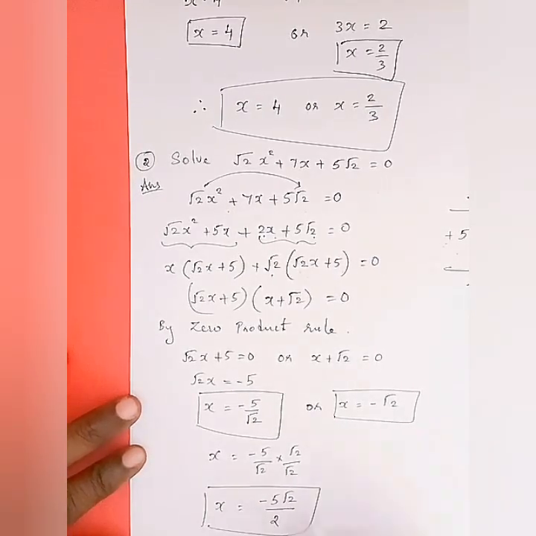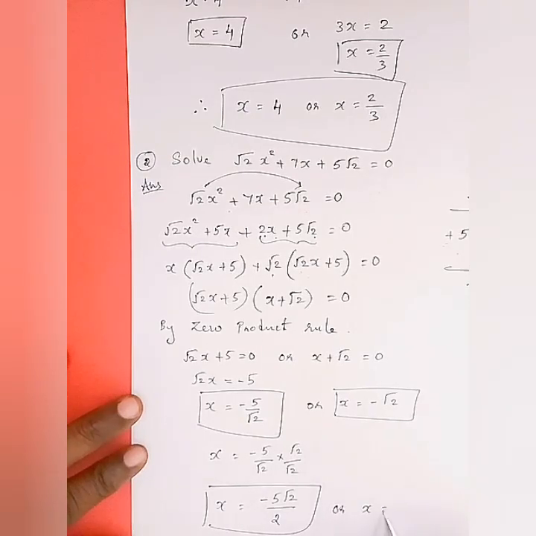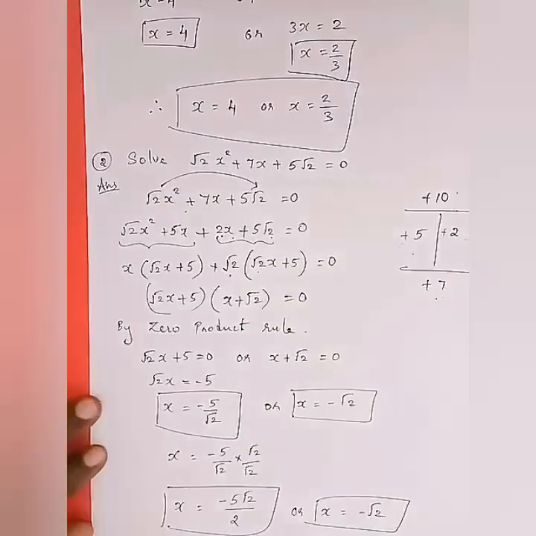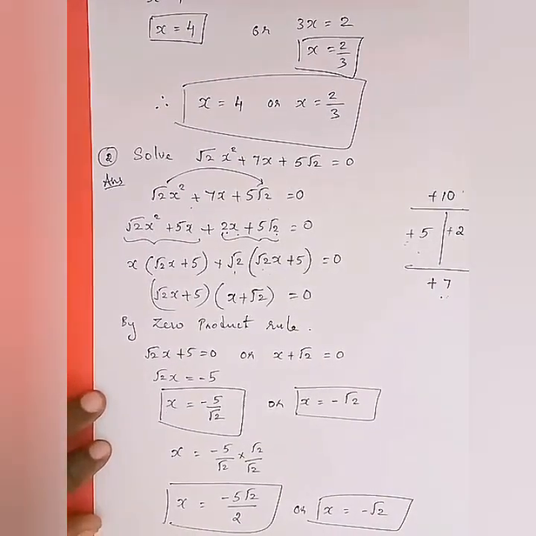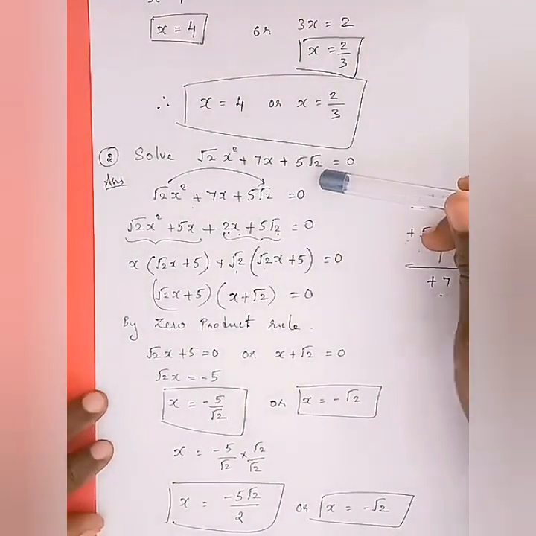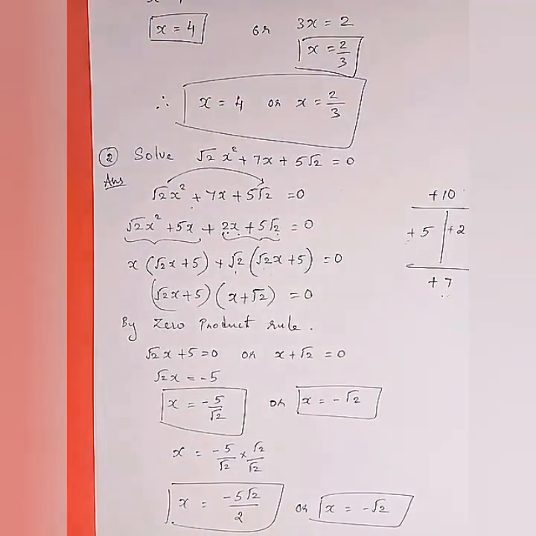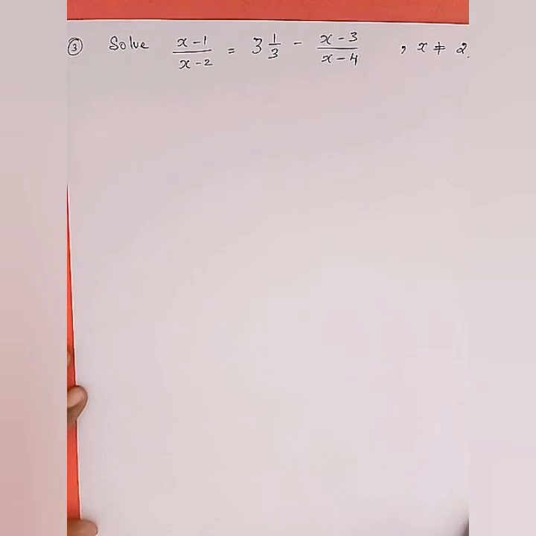So this is one answer, or x is equal to minus root 2. This is another answer. These are the two solutions. We will always get two solutions for the quadratic equation because for x square the degree is 2. So two solutions we will be getting. We can go to the next sum.